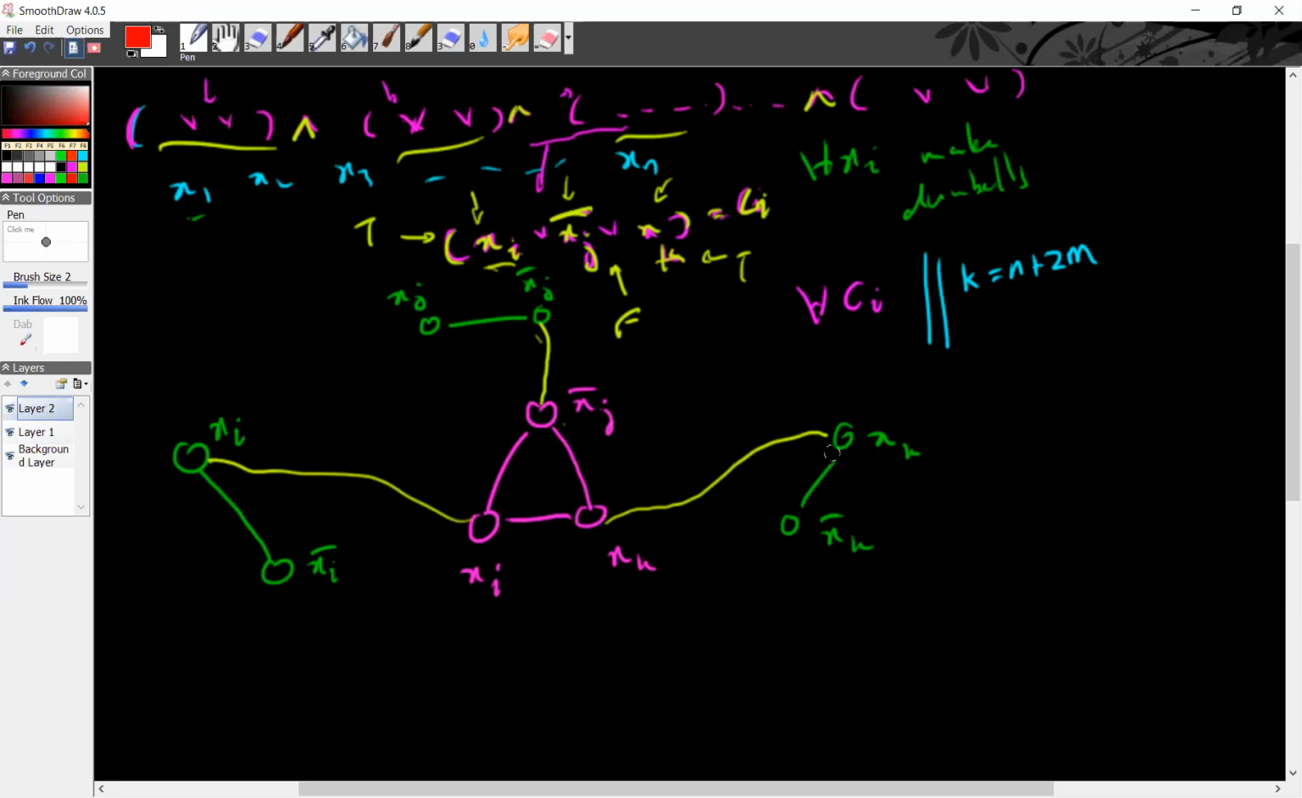Let's put the node that we pick to be in the cover based off the truth value assignment. Okay, so let's say that xi was set to false. I just want to make this more interesting. Let's say xi was set to false. Let's put this node in the cover. If xj was set to false, let's put this node in the cover. And if xk was set to false, let's put this node in the cover.